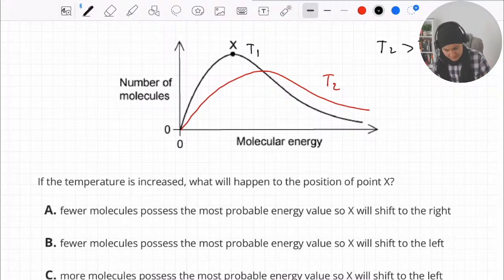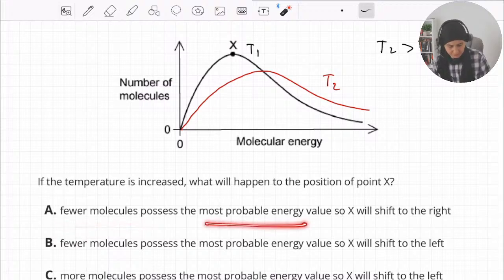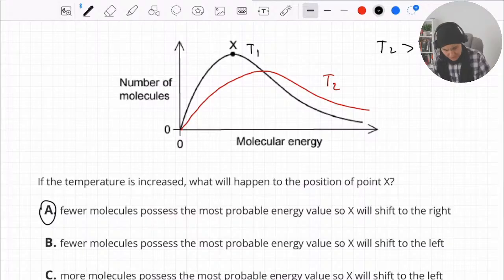Okay, let's see. If the temperature is increased, so that's how the graph changes, what will happen to the position of X? Fewer molecules possess the most probable energy value. Yes, that's the most probable energy, so X will shift to the right. That looks right. Let's check the rest. Fewer molecules possess the most probable energy, so X will shift to the left. No, not to the left.